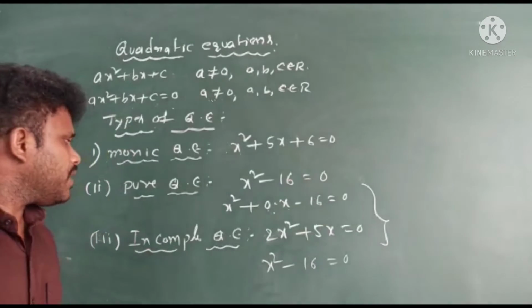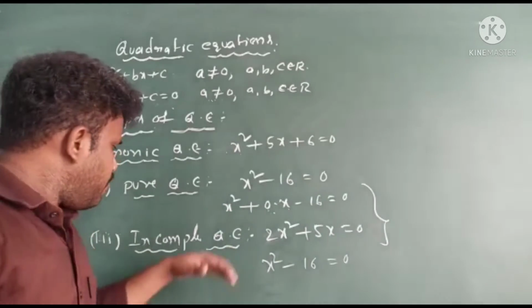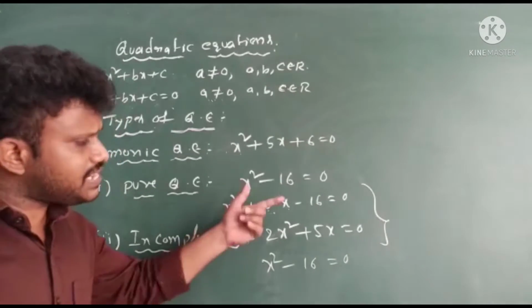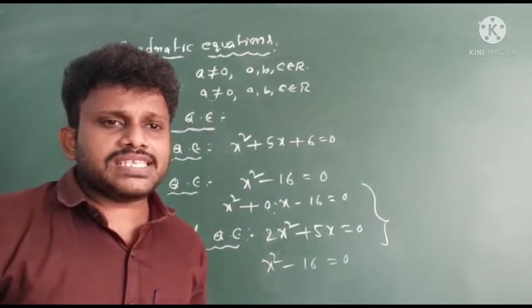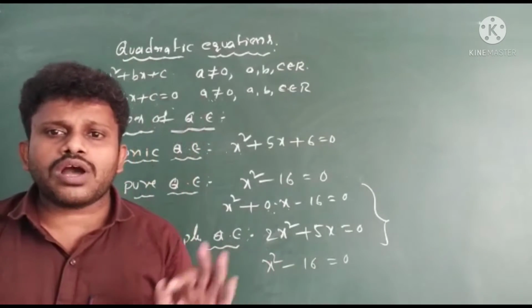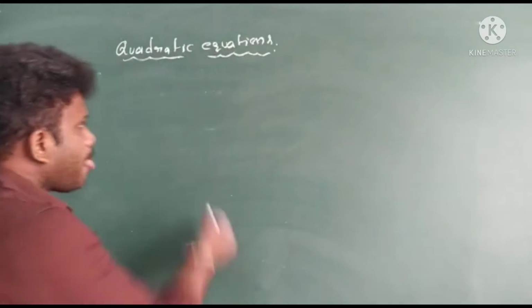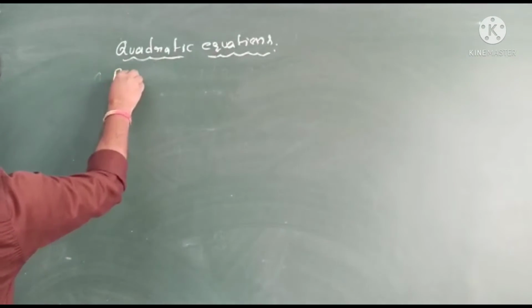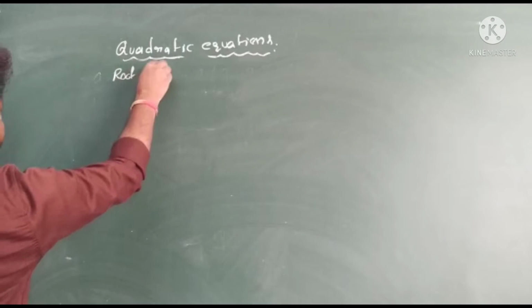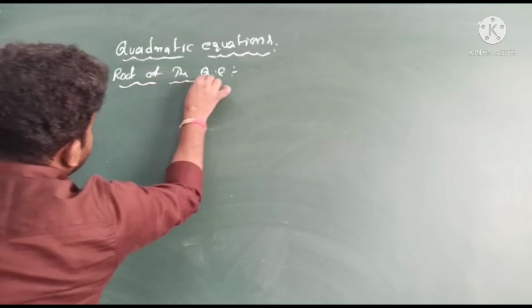Now the conclusion was, every pure quadratic equation is an incomplete quadratic equation, and every incomplete quadratic equation need not be a pure quadratic equation. These are the types of quadratic equations. Now after this, root of the quadratic equation. Next I am going to discuss root or solution of the quadratic equation.